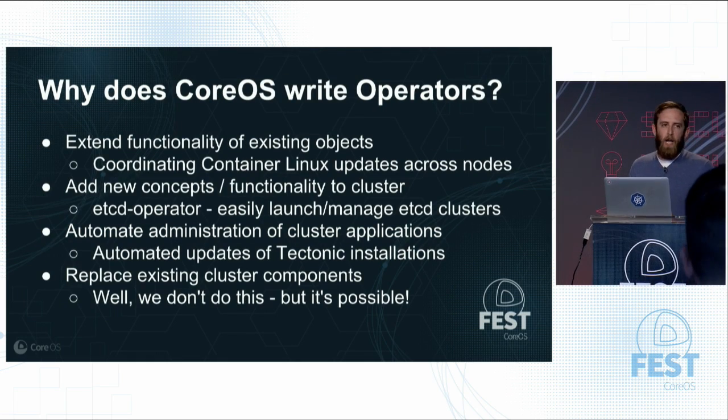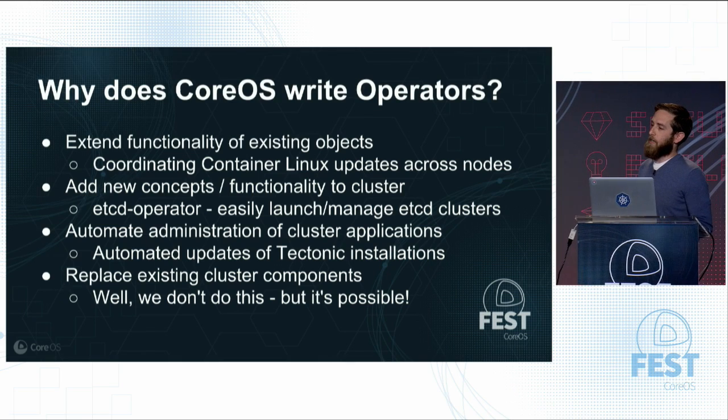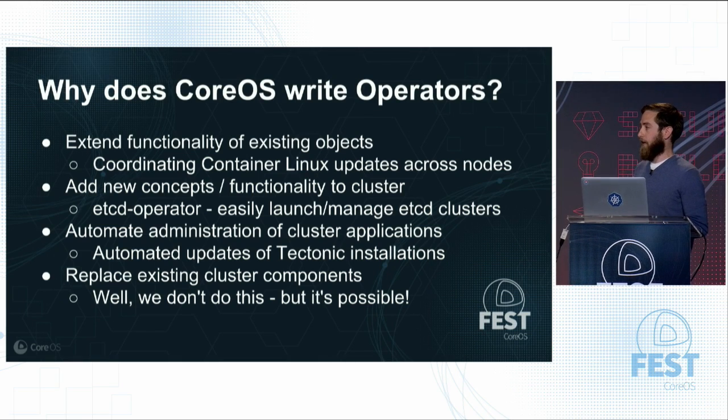So from CoreOS's perspective, why do we write operators? And we do this all over the place. One of the things that was announced today, open source, is the container Linux update operator. This is extending the functionality of existing objects in the cluster, where we have the concept in Kubernetes of nodes, and we want to extend that into being able to coordinate updates of these nodes across the cluster. So when an OS update gets shipped out, we want to be able to safely roll that across the cluster itself. And so we have this operator that we've built that introduces this new concept. Kubernetes doesn't normally know about rebooting your nodes or safely rebooting nodes across a cluster.